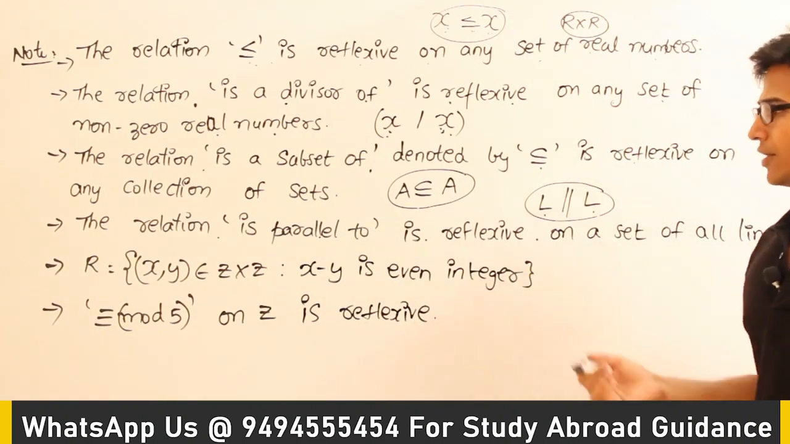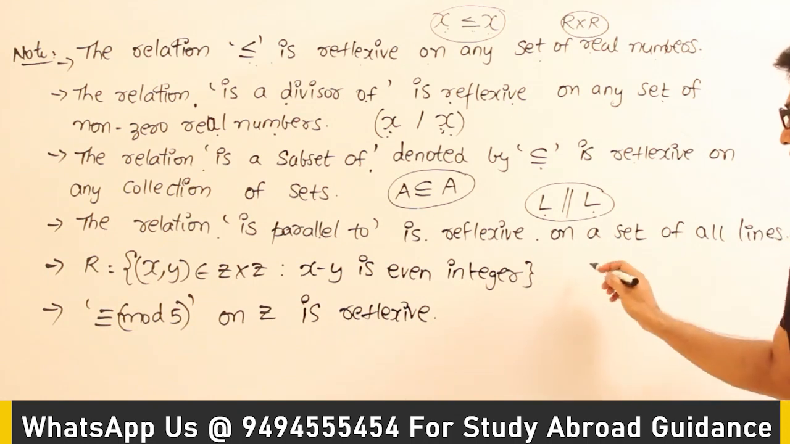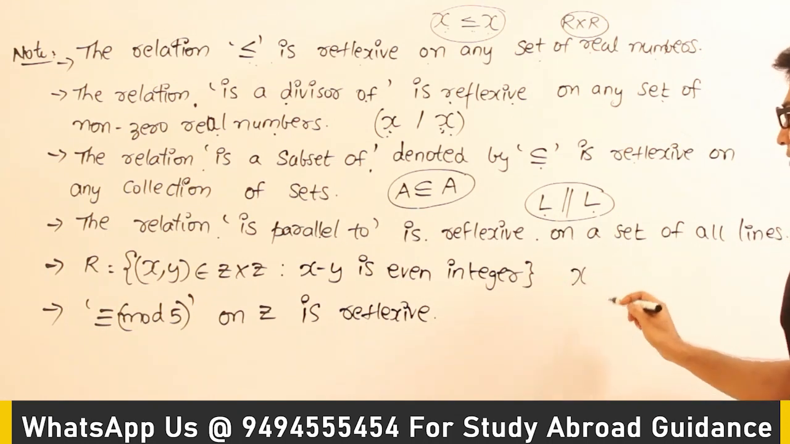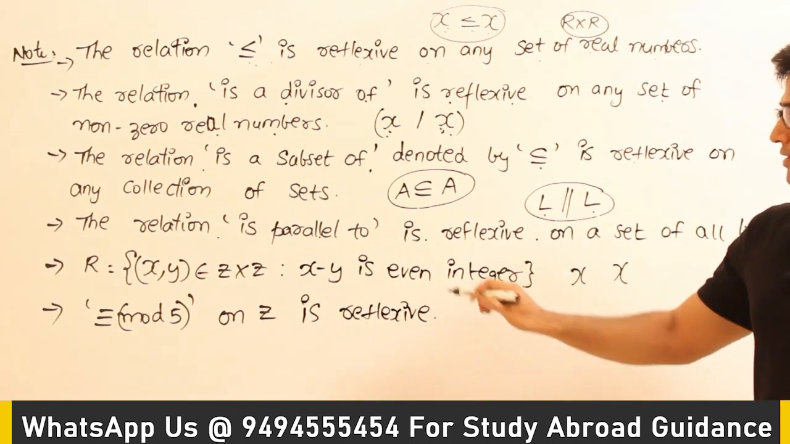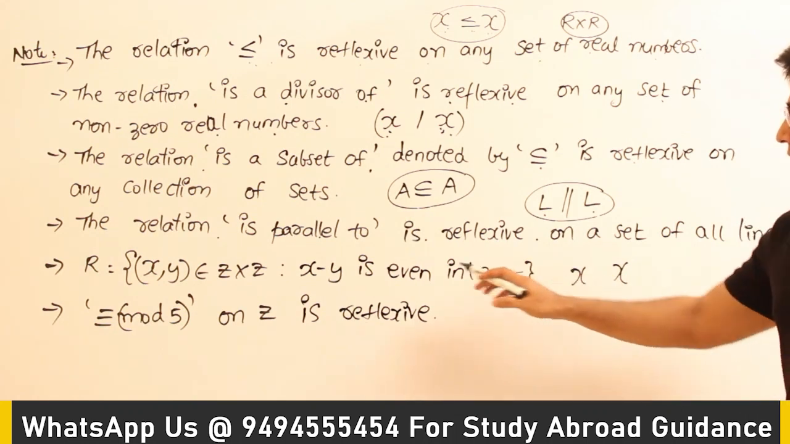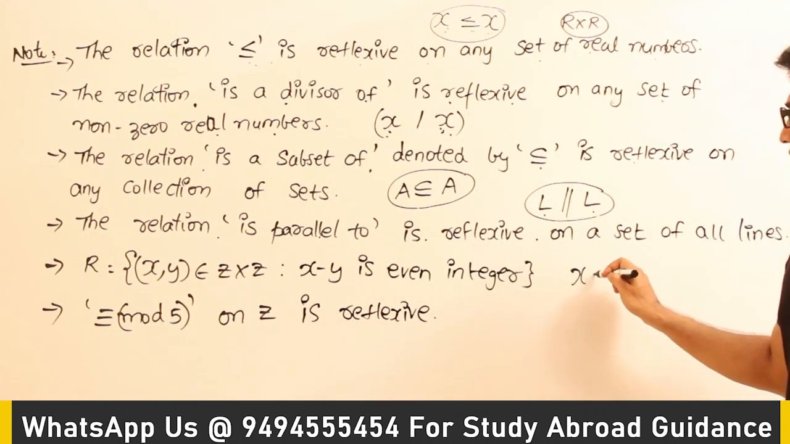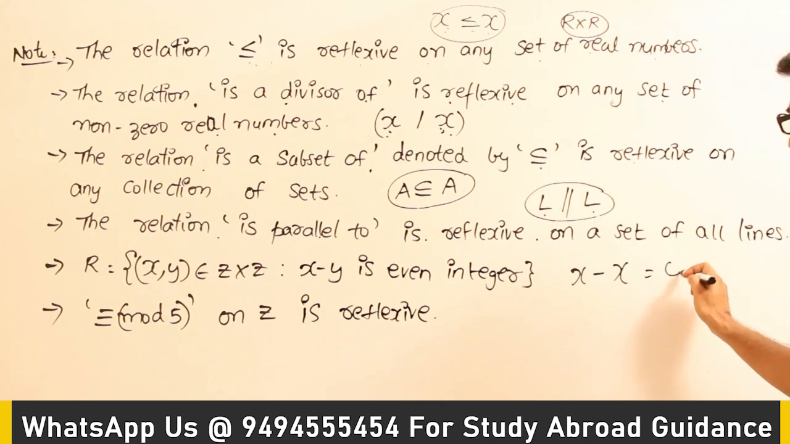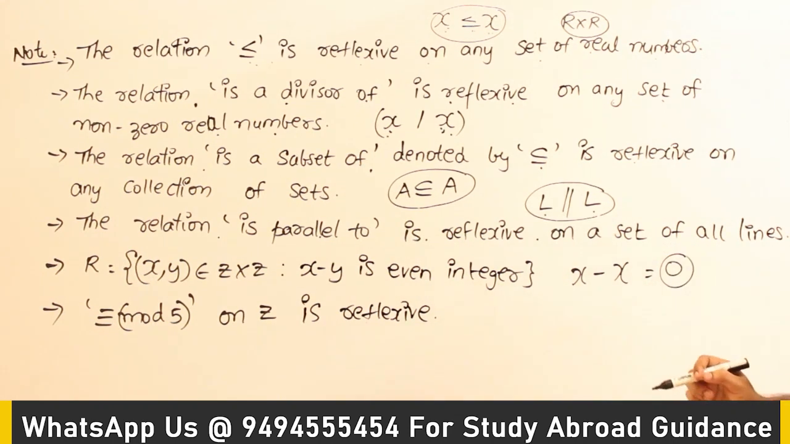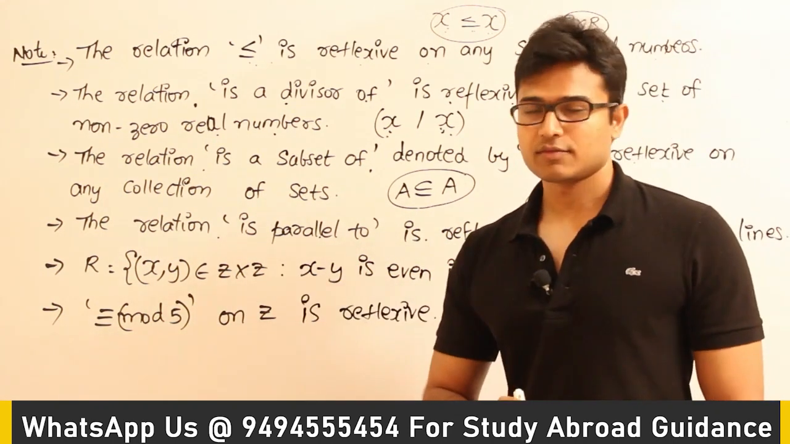So how to find out whether it is reflexive or not? Take x and then take x and verify this condition. What is the condition? x minus y is an even number. See, what is x minus x? It is 0. Yes, it is an even integer. Therefore, it is reflexive. Got it?